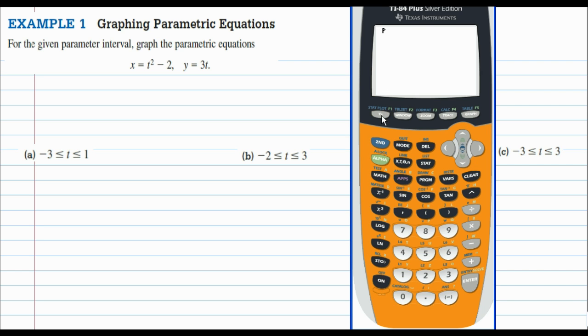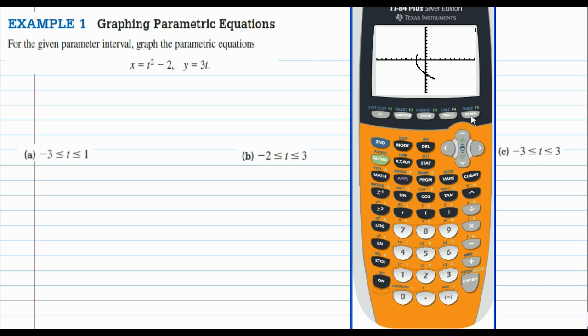Now if I change those parameters to -2 as my t min and 3 as my t max, you're going to see there's some overlap. You're going to see some of the part of the graph you saw in part A, but then a little bit more after that. Now I'm going to change my t step to show you what this means. I'm going to change this to 0.01, so you can see your calculator is now going to calculate it very slowly.